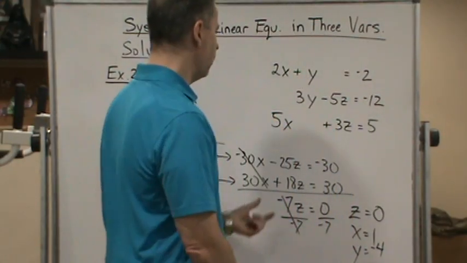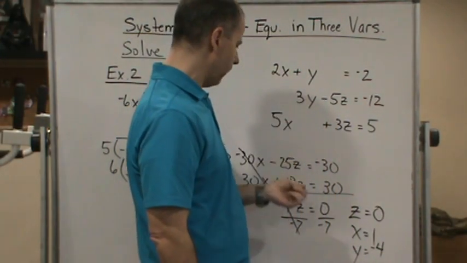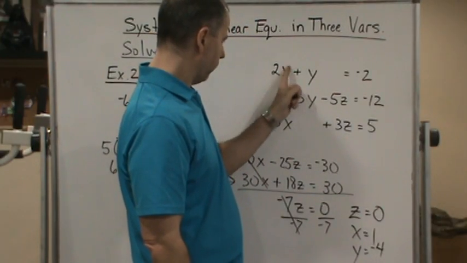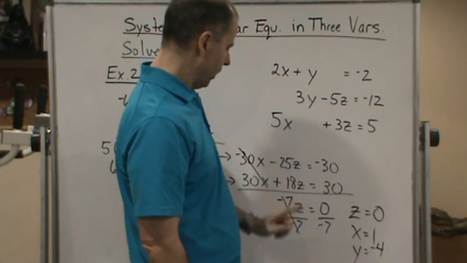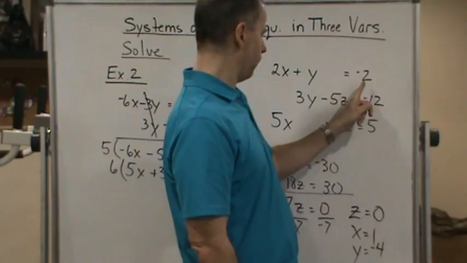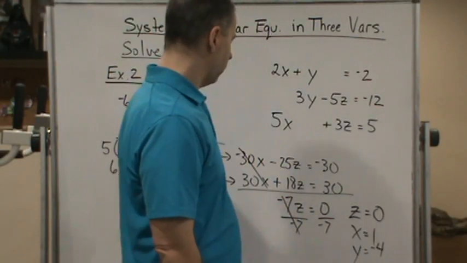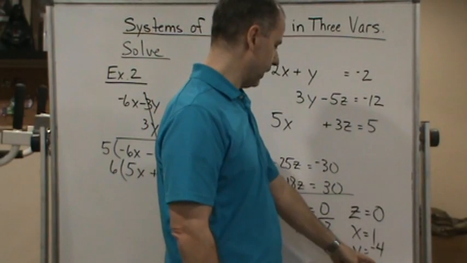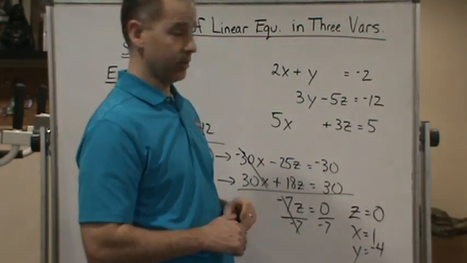Now, if you want to do it the other way, you could plug it into here and plug 1 in for x, and we get 2 times 1 is 2. And if we subtract 2 from both sides, we get what? Y is equal to negative 4. So we get the same answer.